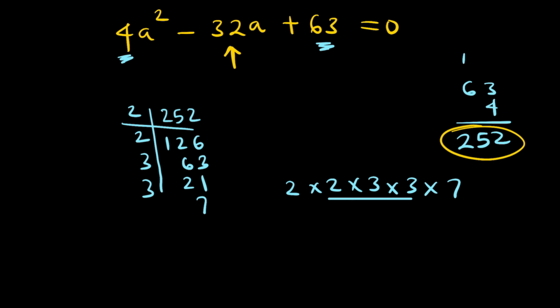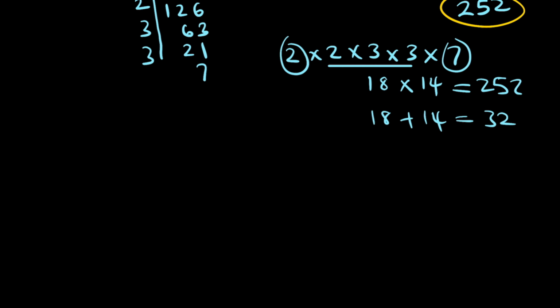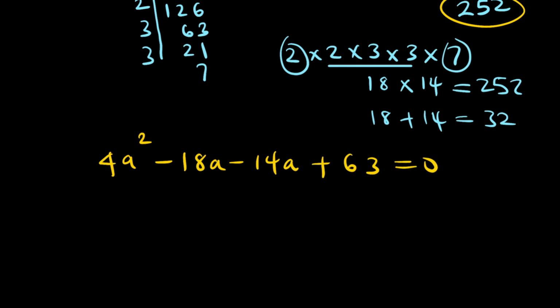can say 2 times 3, which is 6, then times 3, that's 18. And then what's left is 2 and 7, which is 14. So 18 times 14 is actually 252. And if you add them together, it also gives you 32. So I need negative 18 and negative 14 to replace negative 32. So this becomes 4A squared minus 18A minus 14A plus 63 is equal to 0.